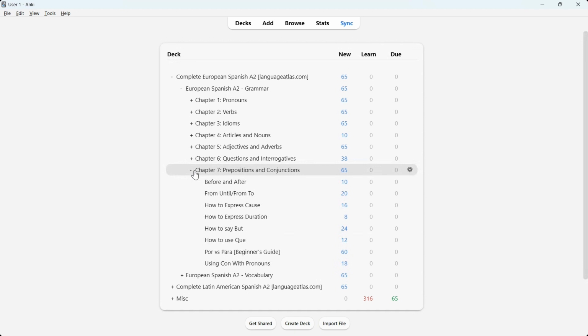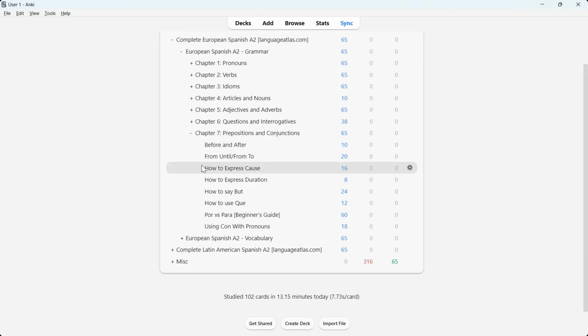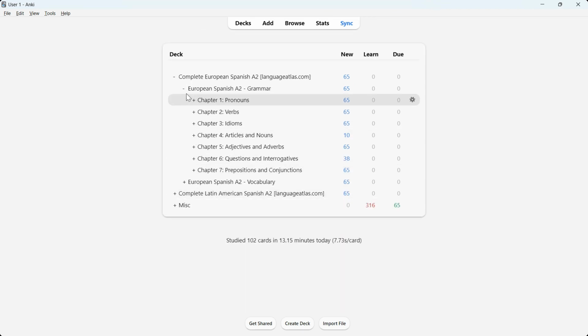We have chapter 7, prepositions and conjunctions, so before and after, how to express cause, por versus para, a very important one, using common pronouns. And that was a quick overview of the European Spanish A2 grammar.